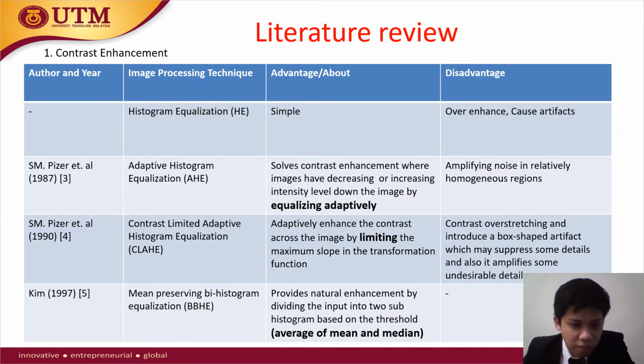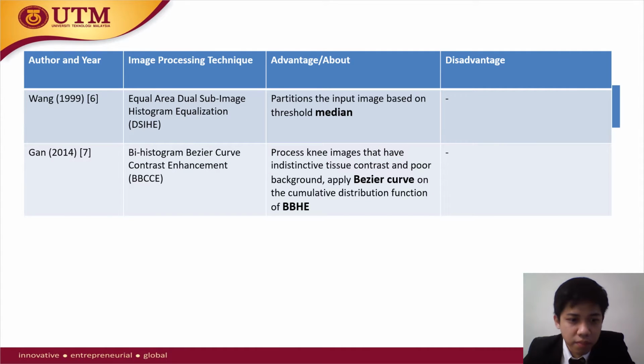After that, Kim from Korea developed the mean preserving bi-histogram by dividing the input image into two sub-histograms based on the threshold, the average of the mean and median. After Kim, another researcher developed one based on the threshold median. And after several years, Gandhi developed the Bezier curve and put it into the cumulative distribution function to make sure the contrast enhancement is not over-enhanced.